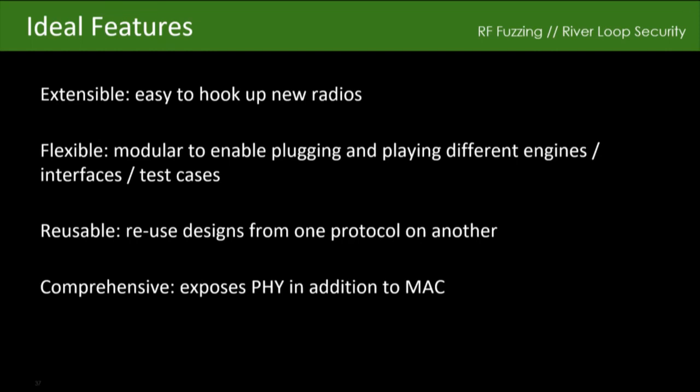And then reusable, and I think this was a main one for us. We had done this research on 802.15.4. We want to do some of this and port it over to other protocols. We'll talk some more about that at the end. And lastly, the comprehensive alludes to the fact that we didn't want to just fuzz layer two and above, the MAC layer and forward. We also wanted to expose the PHY layer so that we could tweak it and fuzz that. And that's unusual in a lot of fuzzers.